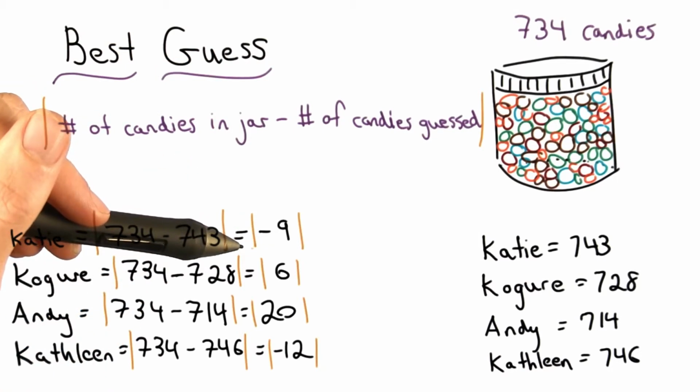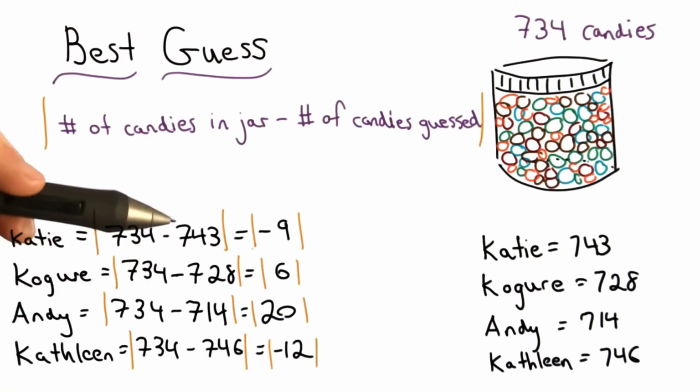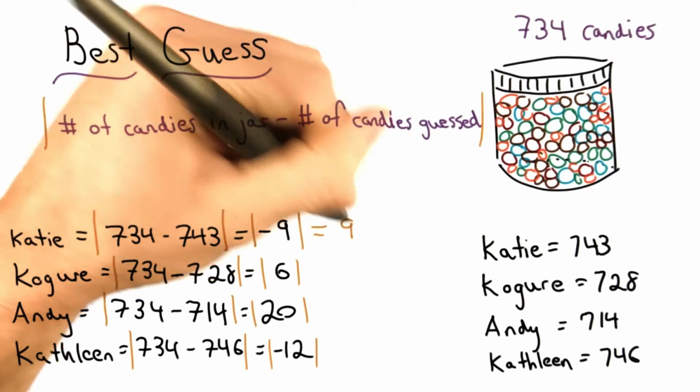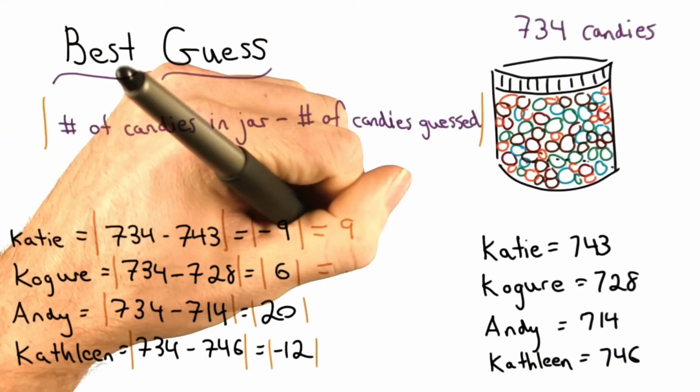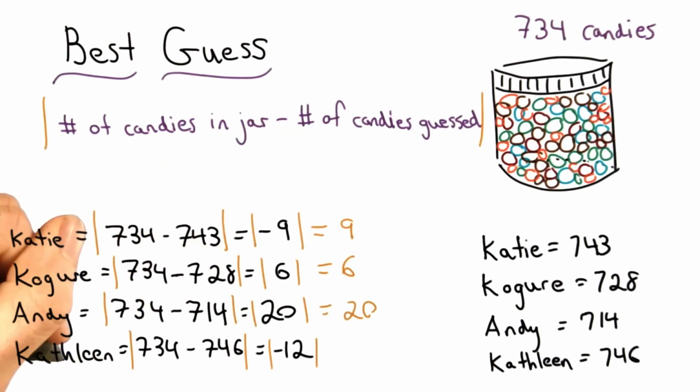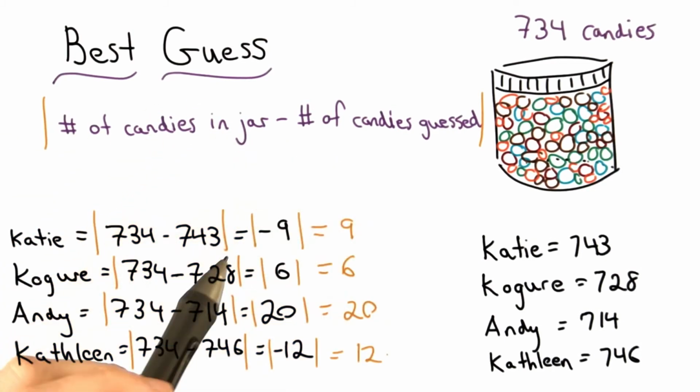Absolute value is the distance from 0. It just says how far away we are from 0. So Katie's guess was really 9 candies off. Kagore's guess was 6 candies off. Andy's guess was 20 units off. And Kathleen's guess was 12 units off. Notice that the absolute value took the positive result of all the numbers. Let's look at this in another example.